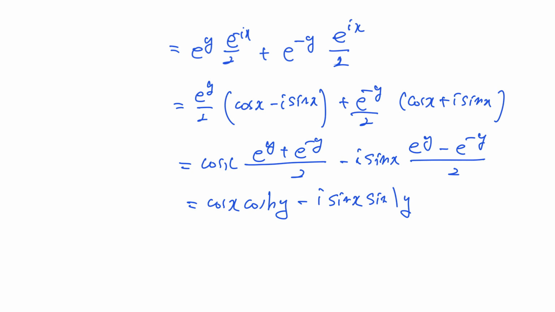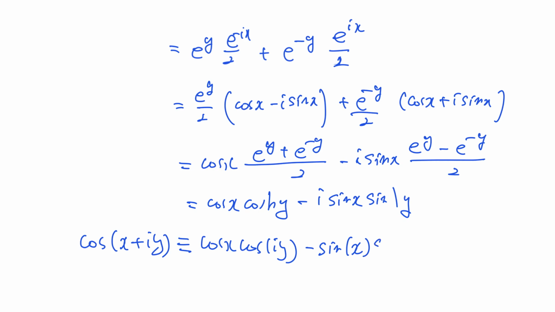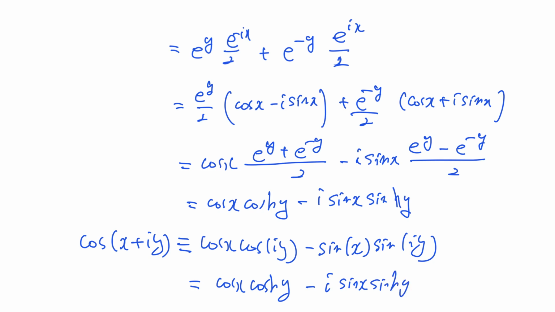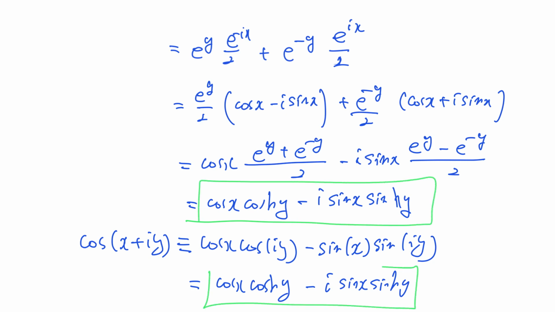On the other hand, cosine x plus iy. If we use the addition theorem, what do we get? Cosine x cosine iy, right? Minus sine x sine iy. So which is the same as cosine x cosine hyperbolic y minus i sine x sine hyperbolic y, right? So they are the same expression. This expression and this expression are the same.